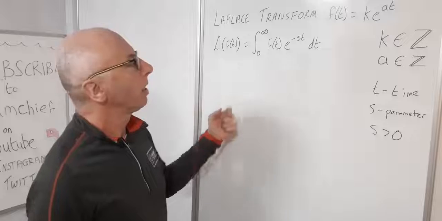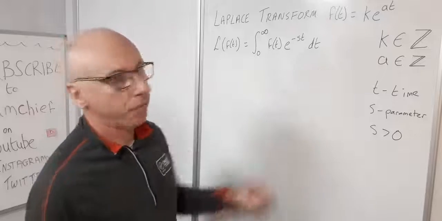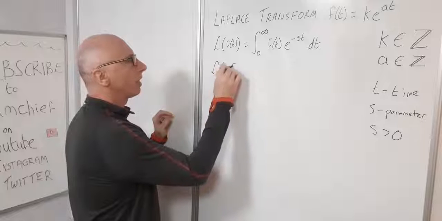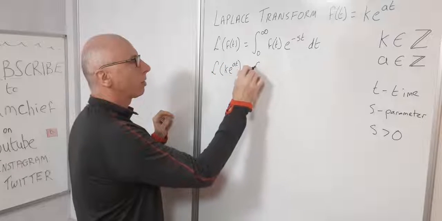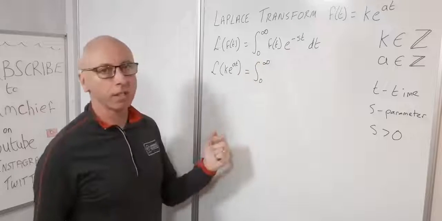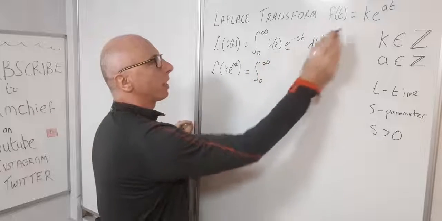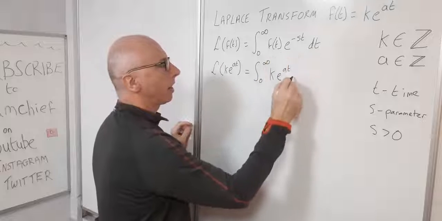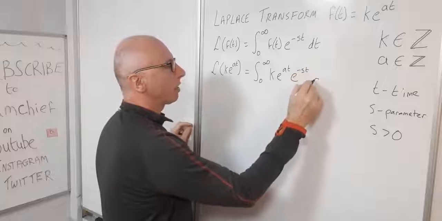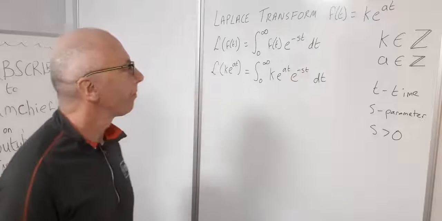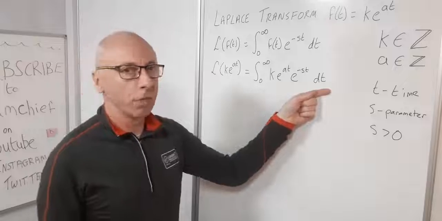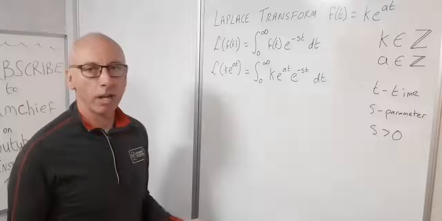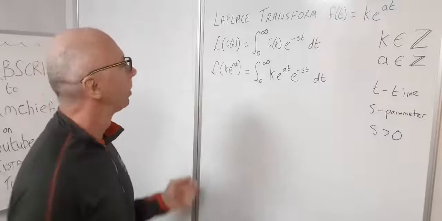Okay, so now let's do our setup with our function. Our Laplace L of k times e to the at equals, range of integration stays the same, and f of t is just this, k e to the at, and then our integration is with e to the minus st dt. The integral result for this will be our Laplace transform for this function. That's basically our goal.